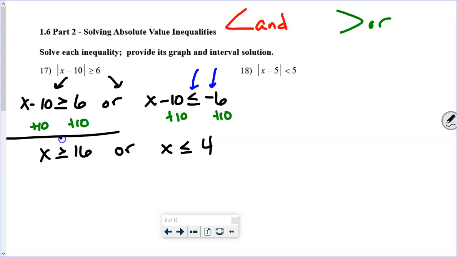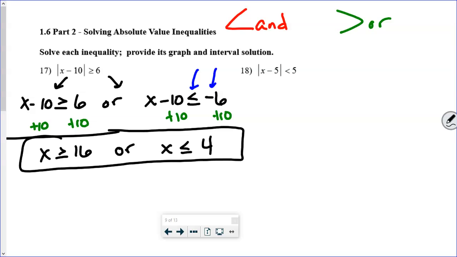Very nice. So when I ask you guys for the inequality solution, that's what I'm looking for. What about the kid who forgets to write the word or down? Is that going to earn a 5? The word or is part of the solution. You have to put the or down.